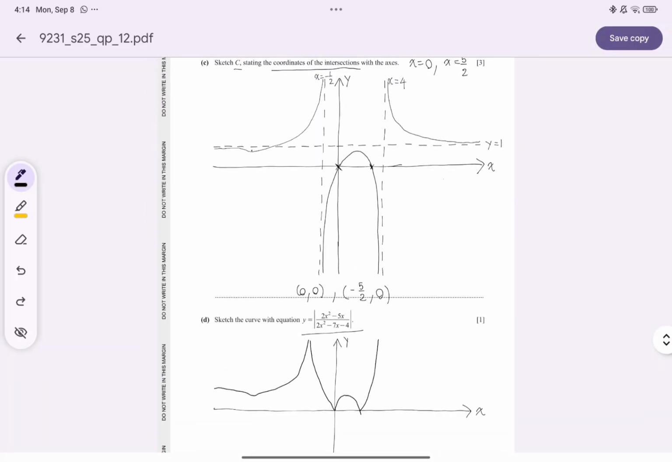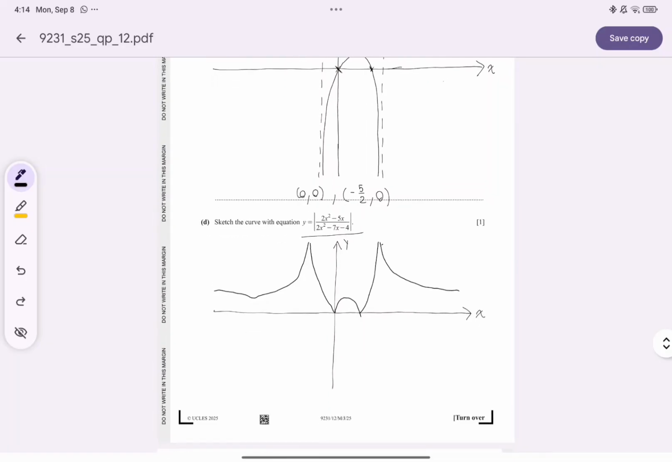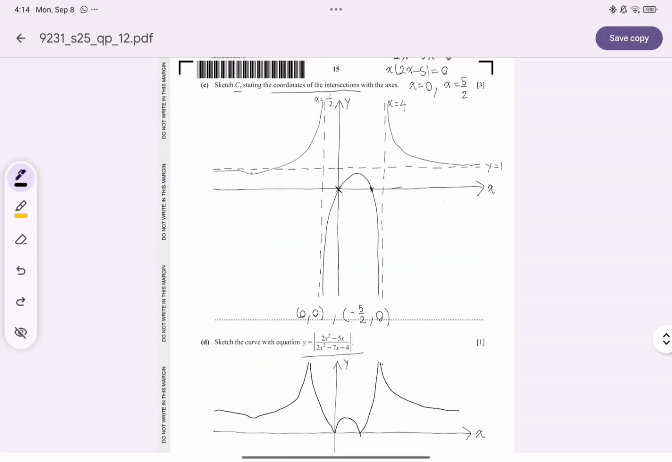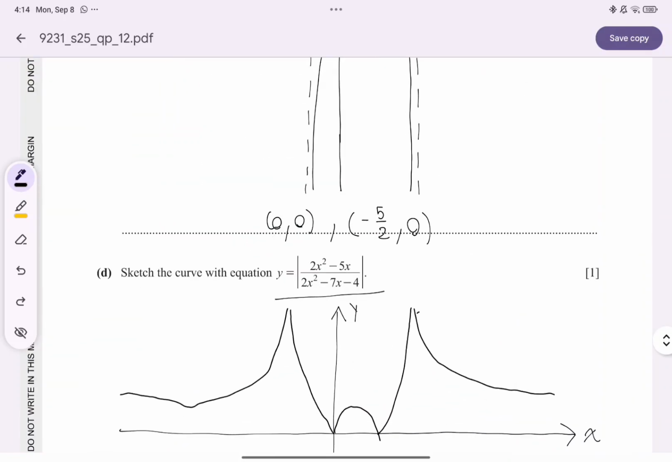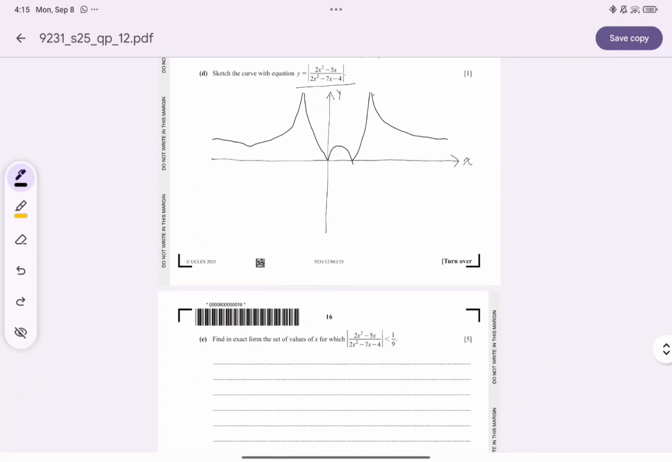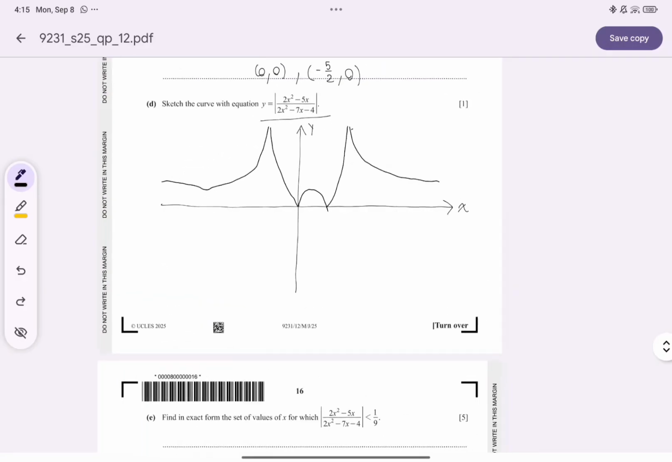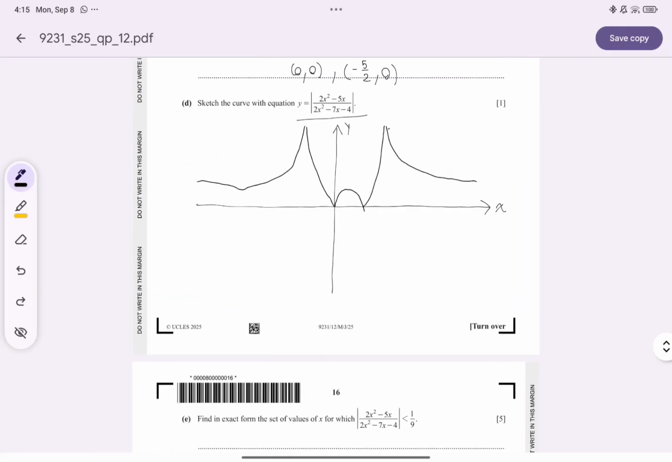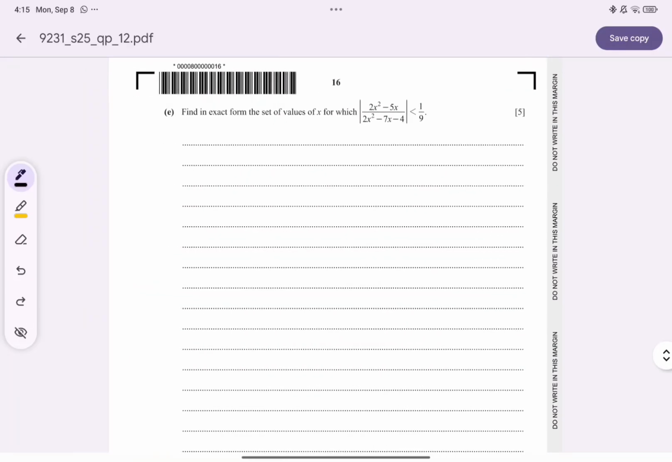Okay, so this is the sketch of our curve, the version of this curve with the whole function under the modulus sign. So this is our final answer. Let's head on to the final part.